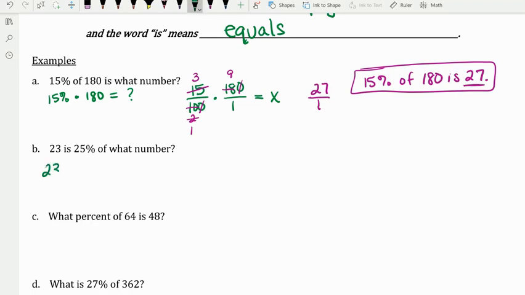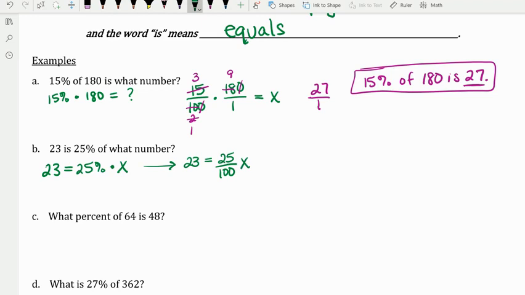Okay, so 23 is, so that's my equals, 25% of, so there's my times, what number? And I don't know, so there's where my x will go, right? So now I'm just going to change that into a proportion or fraction. So we can set it up. So we've got 23 equals my 25%, that's 25 over 100, times my x, right? Or 25 over 100 times x, that's just 25 100ths x, right?